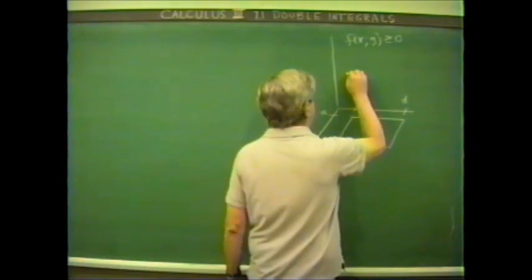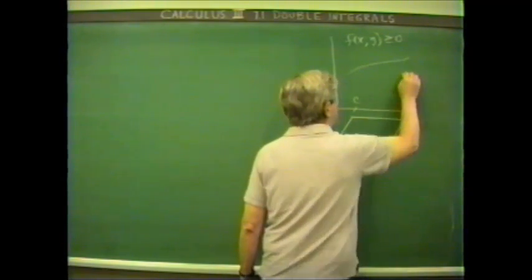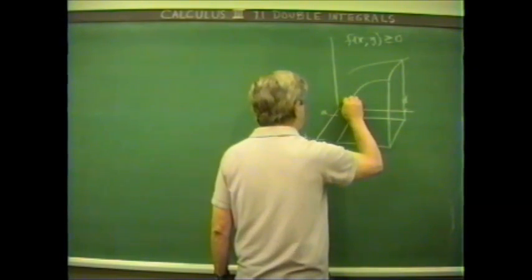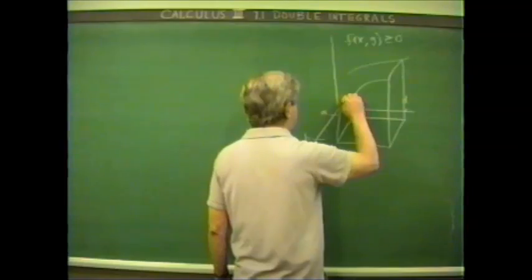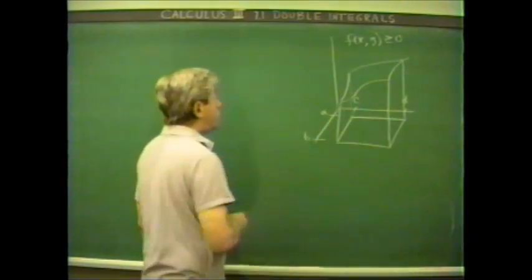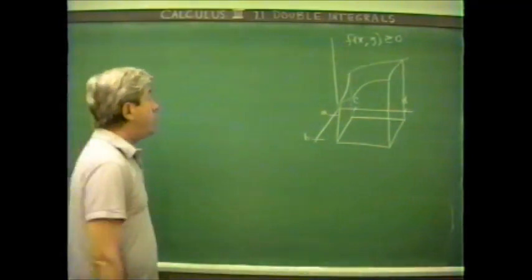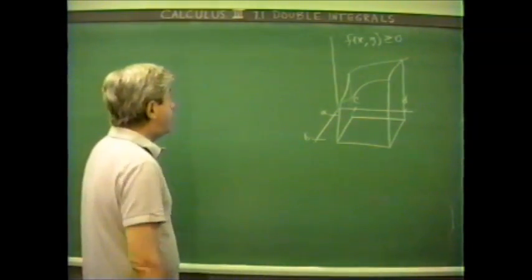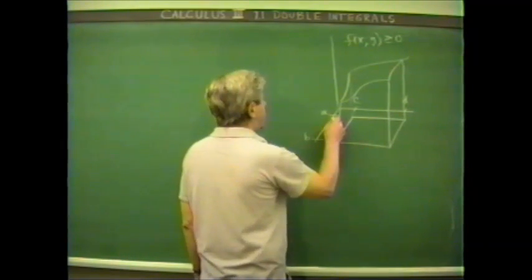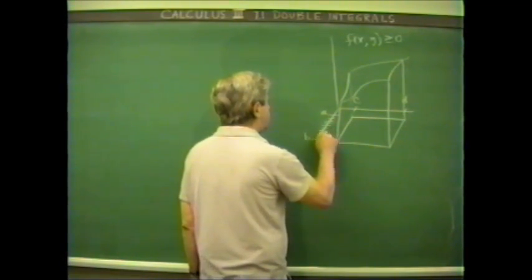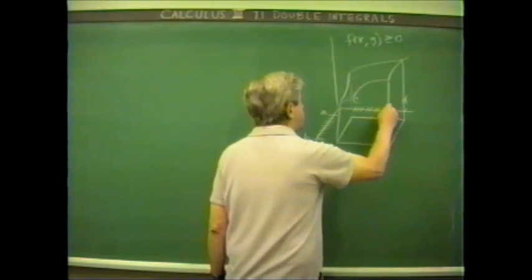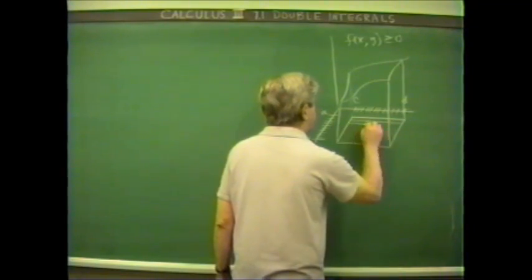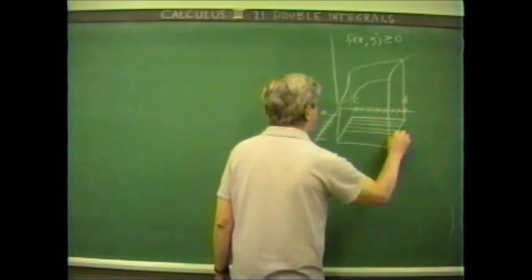So then if this is the graph of the function up here, perhaps something like this, right? We want to be able to compute the volume underneath the graph of the function over this rectangle. And to do this, we're going to take one approach here, which is to partition the interval AB and also partition the interval CD. And then with this partition, we get a partition of the rectangle like this into smaller rectangles.